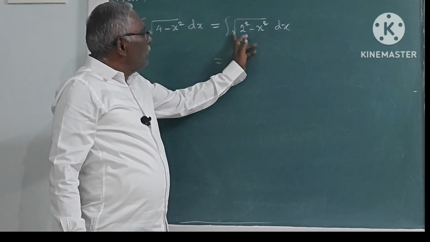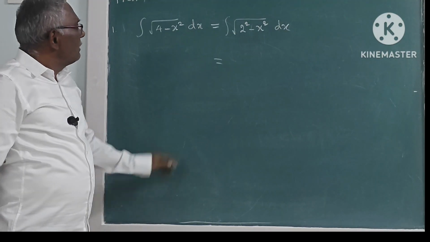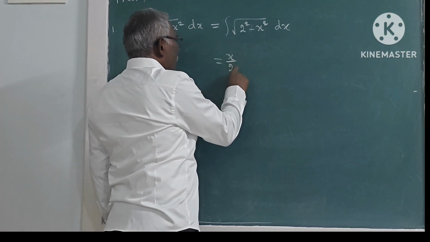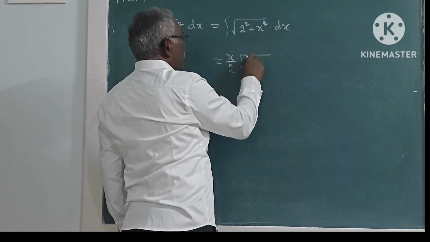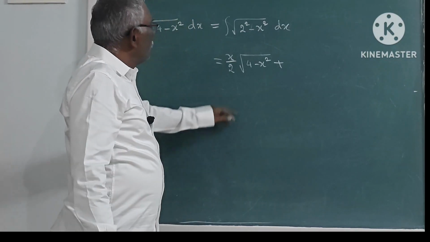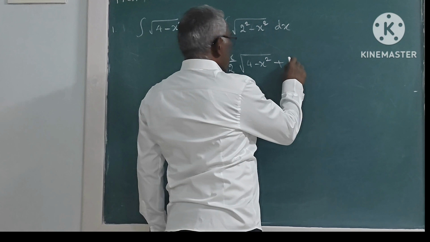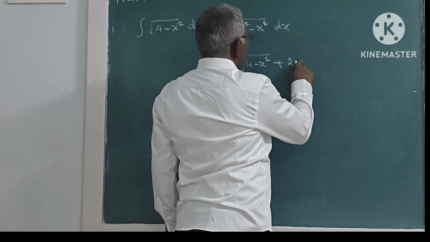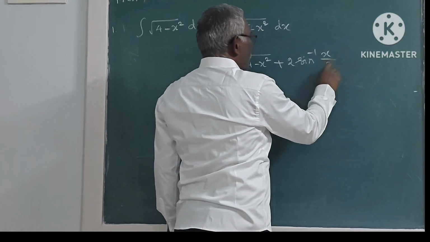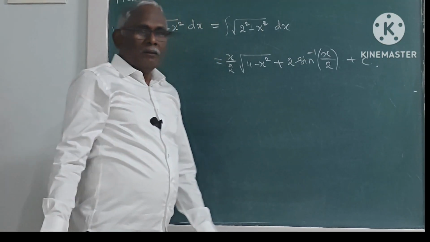So the integral of square root of a square minus x square dx. What is the formula? This is the first one: x by 2 into square root of 4 minus x square plus a square by 2. What is a? A is 2. A square will be 4, 4 by 2 is 2. So 2 sine inverse of x by a, where a is 2, plus constant. So this is the answer.